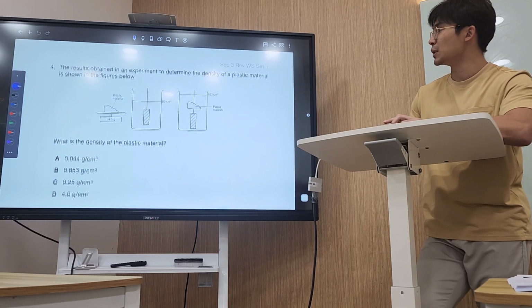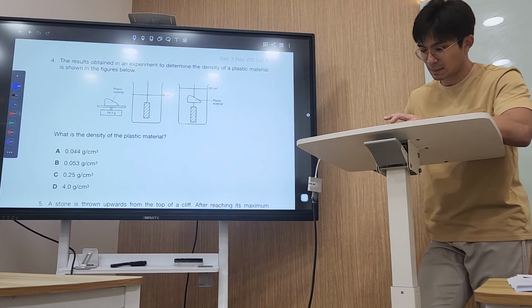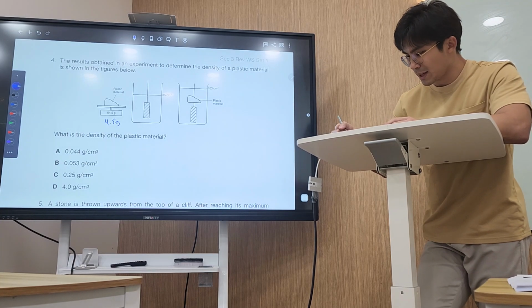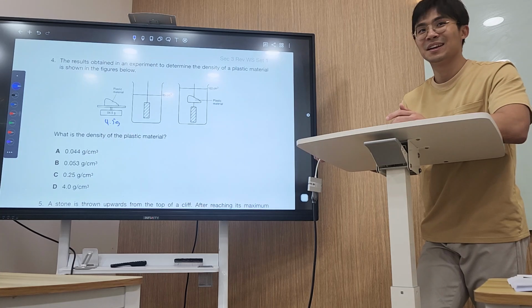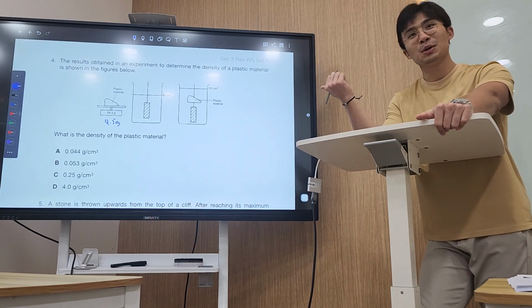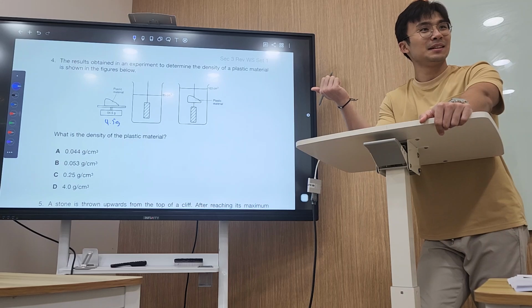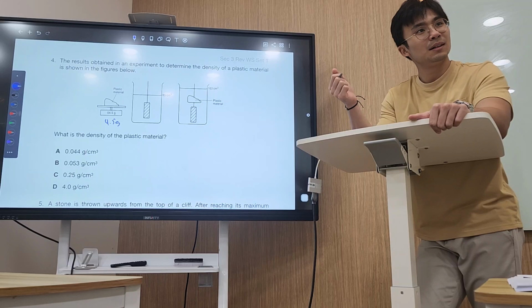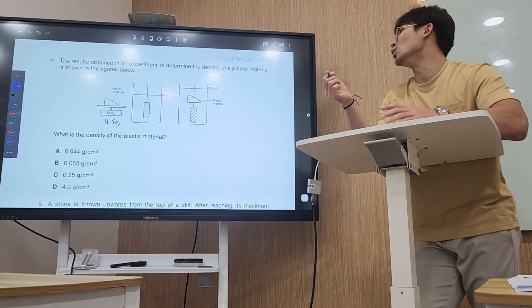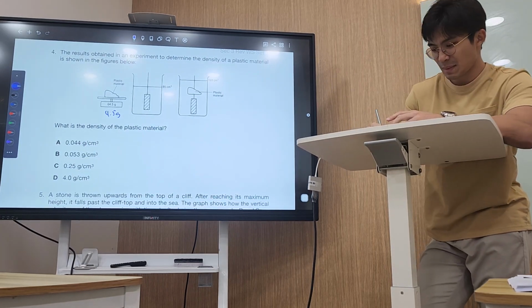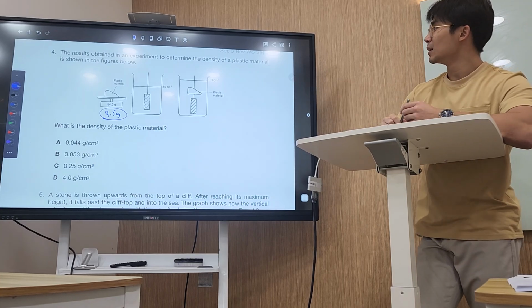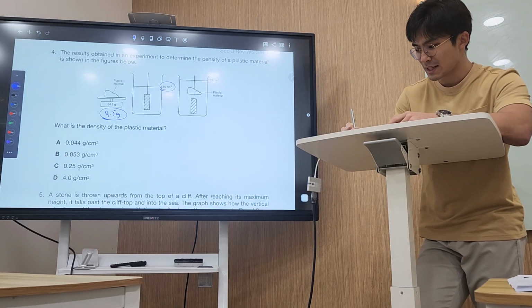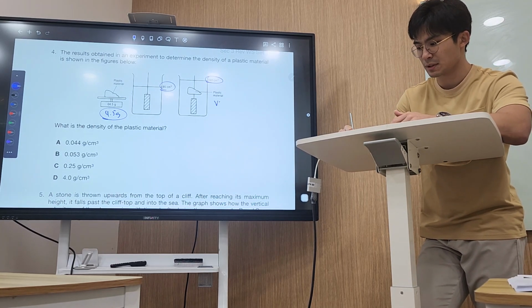Question 4. The results obtained in an experiment to determine the density of a plastic material. What is the density of the plastic material? 4.5 grams. Volume. Wait, this is like a primary school question, isn't it? Did anyone know how to do this? Okay, what's your answer? Oh, you don't know how to do it. How do you get volume? This thing by itself is 85 cm cube. If you add the plastic material, it becomes 103 cm cube. What's the volume of the plastic material?